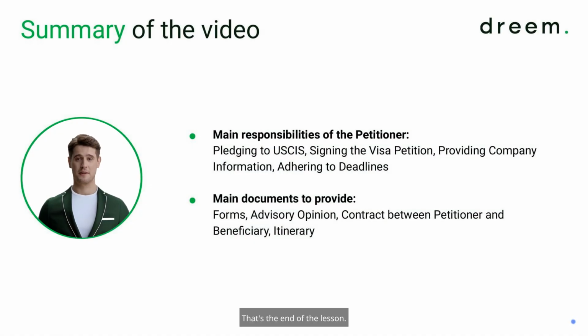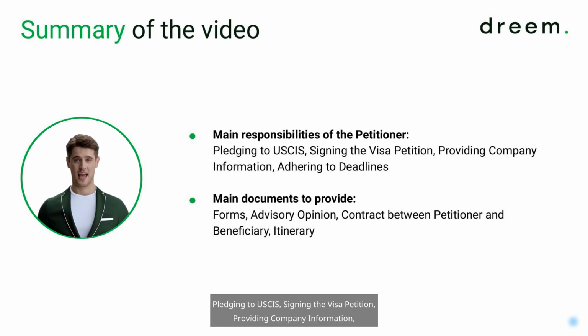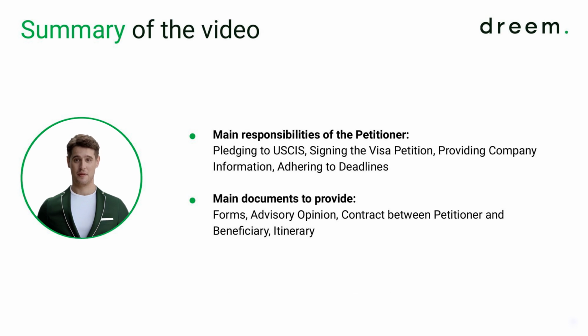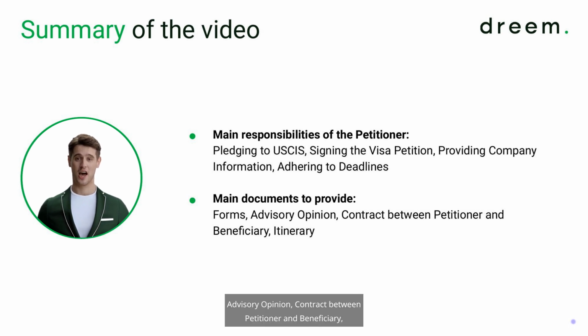That's the end of the lesson. The summary quickly. Pledging to USCIS, signing the visa petition, providing company information, and adhering to deadlines are the main responsibilities of the petitioner. Forms, advisory opinion, contract between petitioner and beneficiary, and itinerary are the main documents to provide.